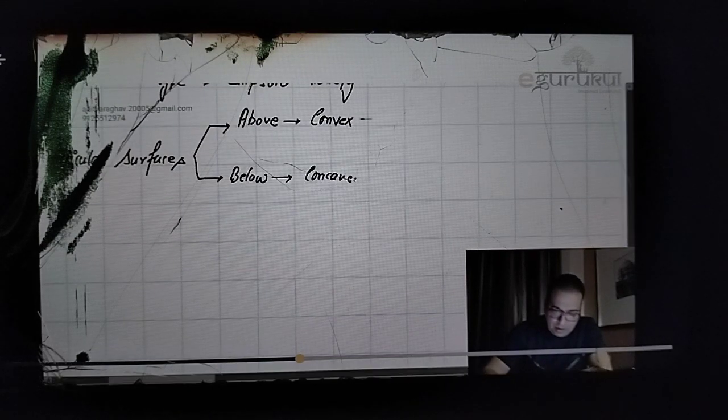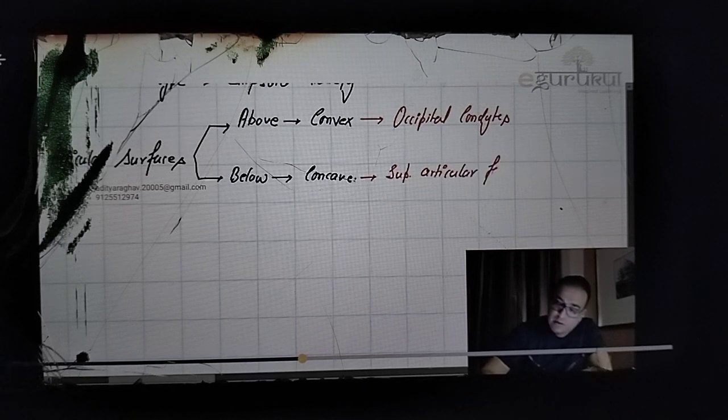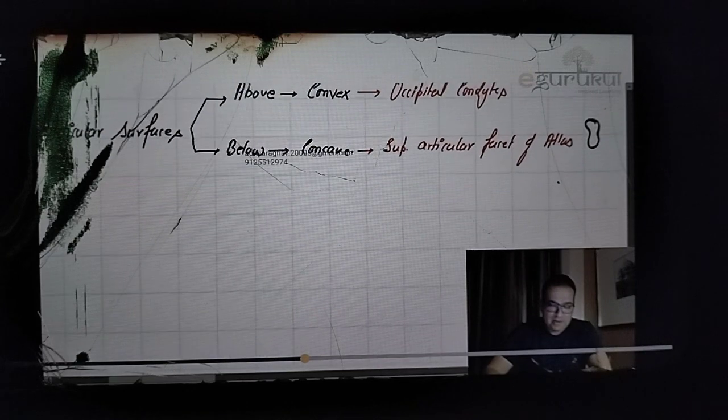What is that? The articular surface above is formed by what? It is formed by the occipital condyles. And below, the concave articular facet is formed by the superior articular facet of atlas. You saw that superior articular facet too, which looks a little like this. It looks like a kidney shape, a kidney constricted from the center, like this. It is constricted in the middle part. So you talk about the articular surface above and below.